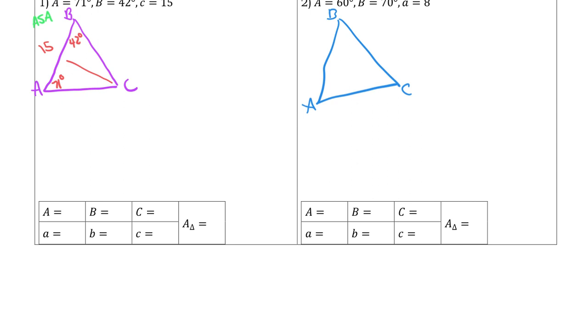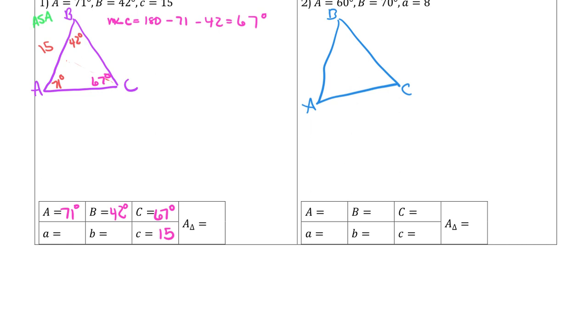The first thing I'm going to do is find my third angle. Remember, the angles of a triangle add to 180. So the measure of angle C is equal to 180 minus 71 minus 42 degrees, and I get the measure of angle C to be 67 degrees. Let me fill in what I have: angle A is 71 degrees, angle B is 42 degrees, and side c is 15.